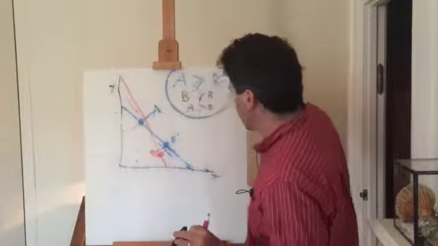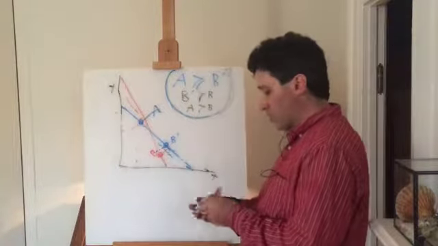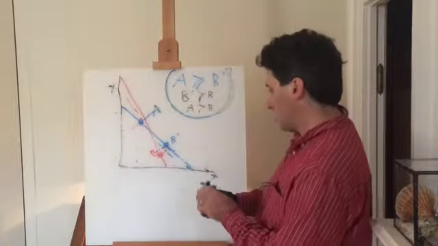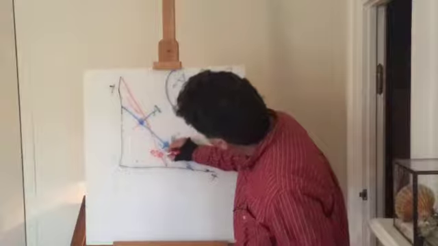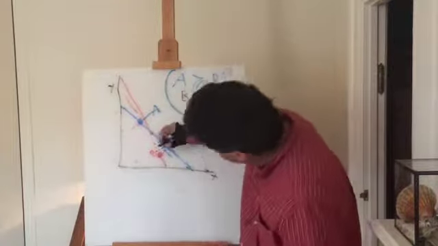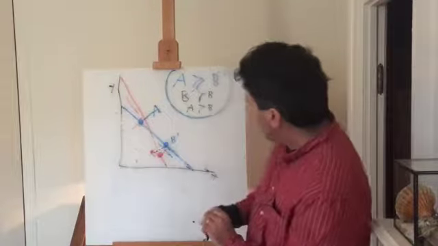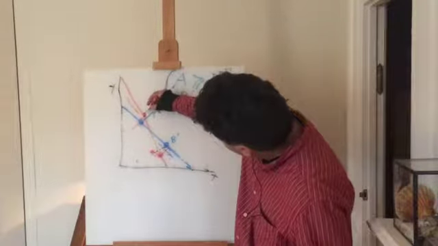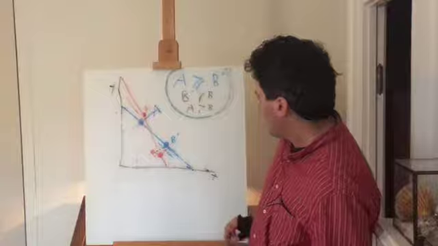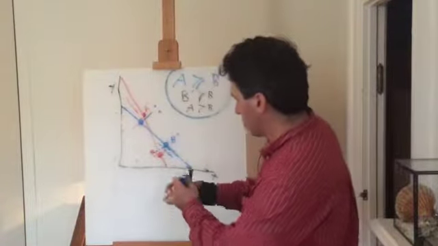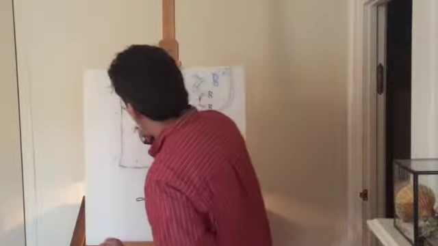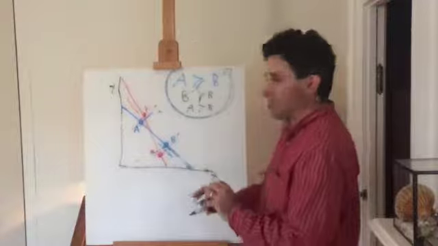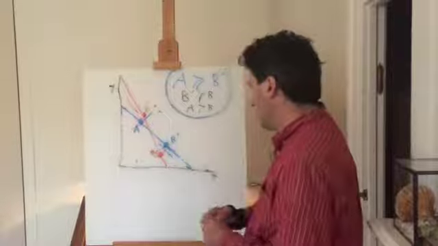All right, so these are the preferences that were suggested by their choices when they had the blue budget set. Okay, what about when they had the red budget set? They chose B. That suggests that, what they could have chosen is this point, let's call it A prime. Let me just move this so it's clear. So this is point A, the point down here. This is point A prime. They could have chosen A prime, but they didn't.